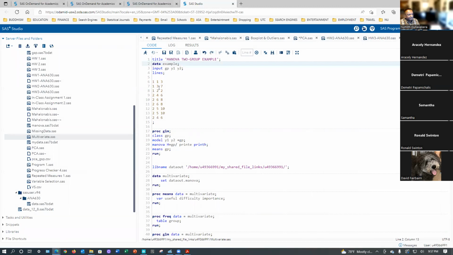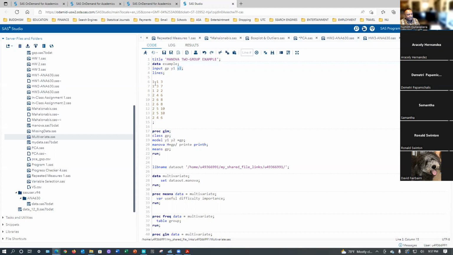See, we have two groups. First group has only 3 entries. Okay, so I'm gonna say GP, my input, Y1 and Y2, two variables. This is the group, this is the Y1, this is the Y2. So the first group, 1, 1, 1, 3 entries because of group 1, group 1, group 1.